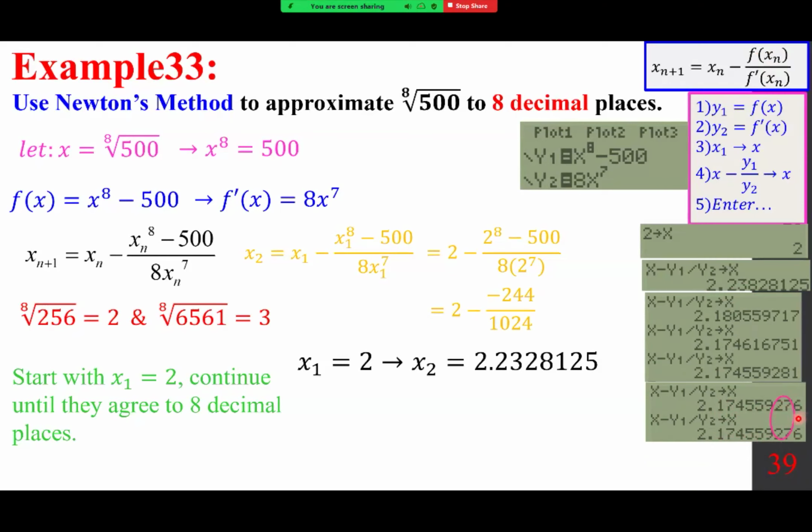In fact, one after that is 6. Because we want 8 decimals, I'm going to count it one more time. 1, 2, 3, 4, 5, 6, 7, 8. We want to start here, but next to it is 6, so this goes up to 8. So the answer would be this one, but 7 changes to 8. Please understand, 7 must change to 8. So 2.174555928.